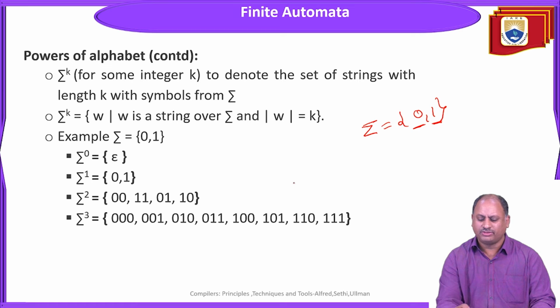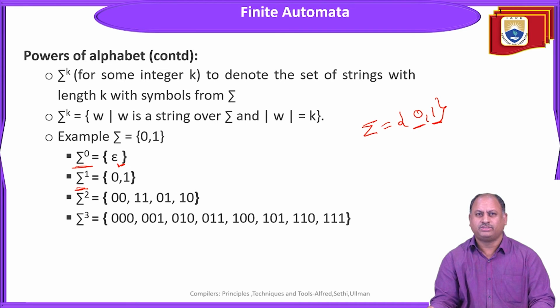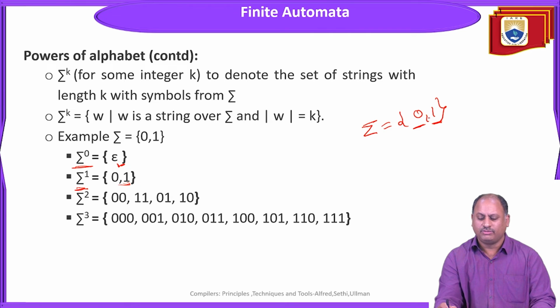What is meant by powers here? We apply sigma power 0: the set of strings formed with the corresponding length of symbols. That means epsilon, which contains the empty string. That is the first string that is available. Whereas sigma power 1 means the number of symbols that appear. That means 0, 1. How many total copies? 0, 1. So sigma power 1.